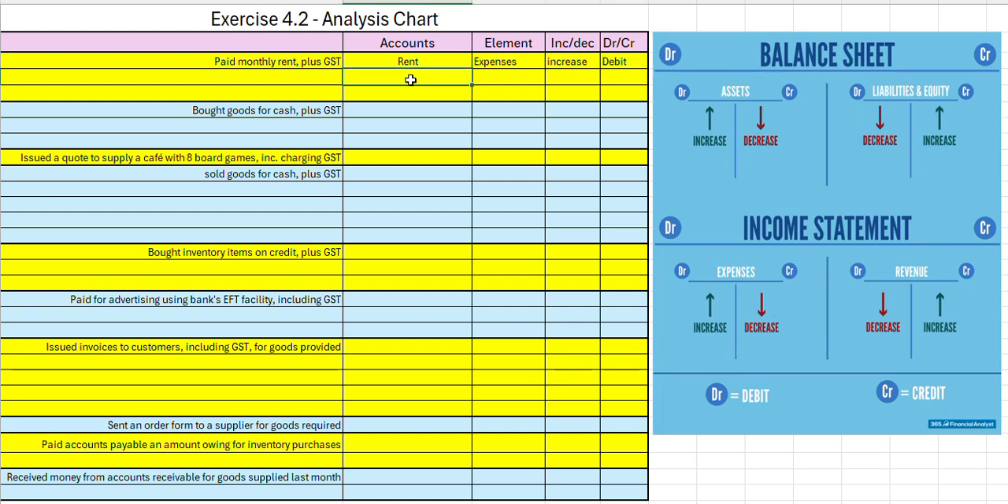Now, there's a GST component to this, so we're going to need to create a GST clearing account. When we collect GST, that increases our liability to the tax office, the ATO, but this time we're paying GST. So this offsets or reduces our GST liability. So it's going to decrease. An increase in liability is a credit entry. A decrease is the opposite. So therefore we do a debit entry.